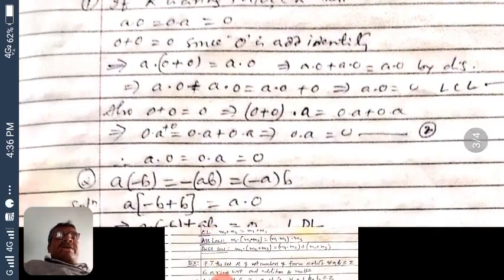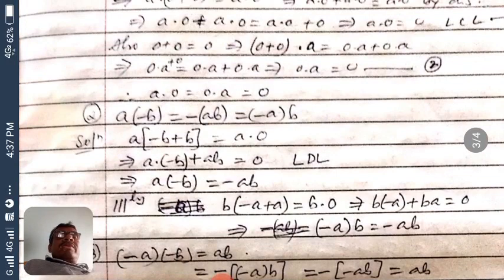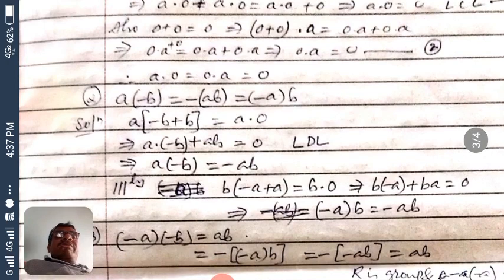if R is a ring and A, B belong to R, then A of minus B is equal to minus A of B equals minus of AB. The proof of this property is: A of (minus B plus B) equals A into 0, where minus B is the additive inverse of plus B. This implies A into minus B plus AB equals 0, because as we already know A into 0 equals 0 by the above property. That is A into minus B plus AB equals 0, by the left distributive law, which implies A of minus B equals minus AB, because plus AB shifts to the RHS.